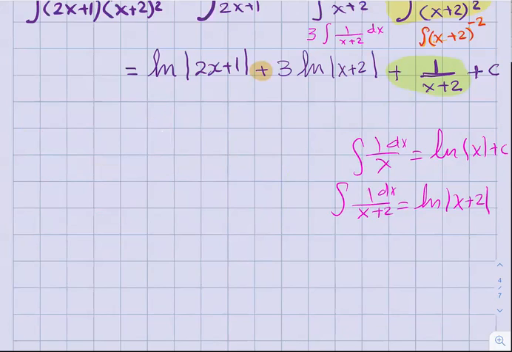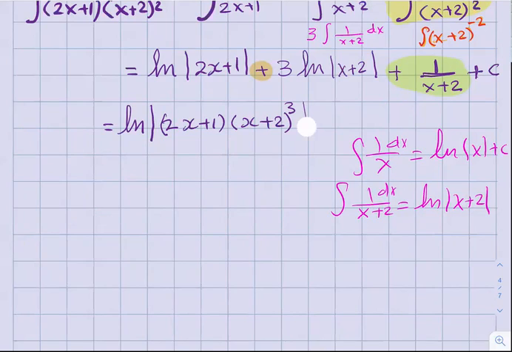Right. So this equals ln, what we have, 2x plus 1. And this 3, I'll put it as a power for the x plus 2. So it's x plus 2 to the power 3. X plus 2 to the power 3. And that's it. So that's all about the ln.